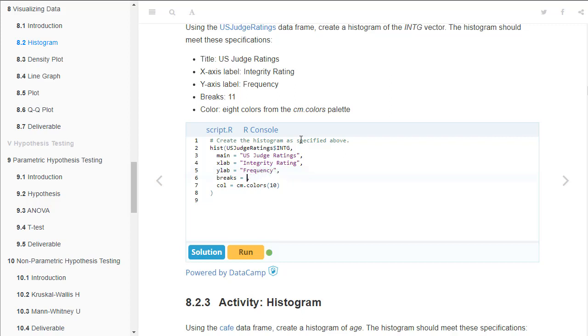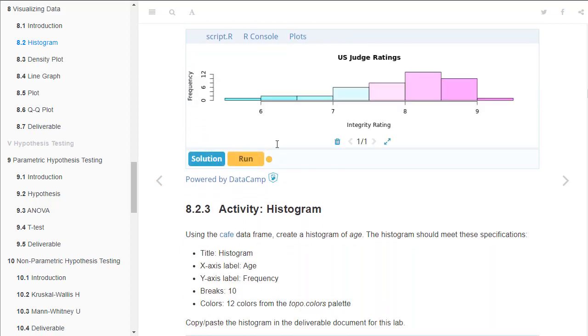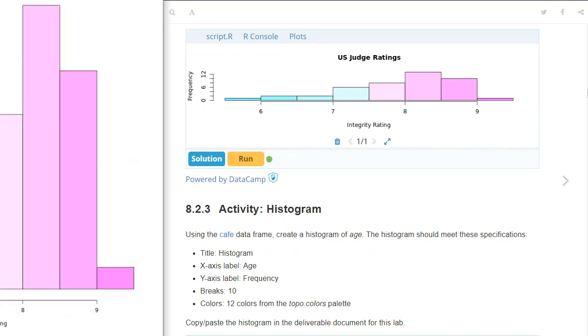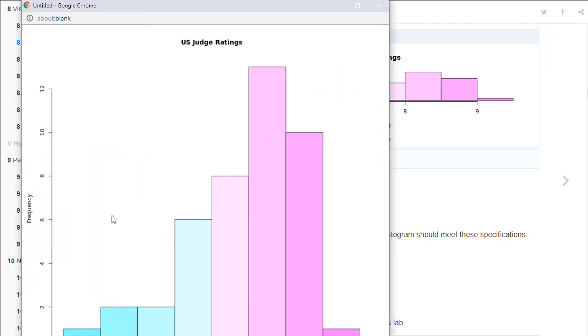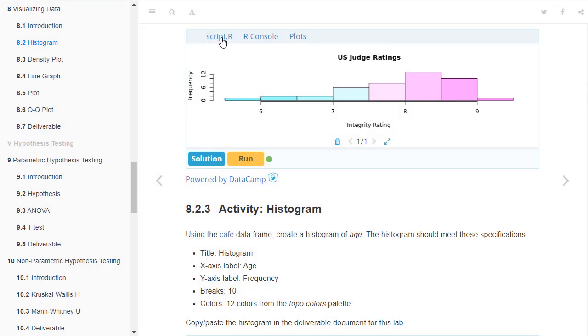I'm looking for 11 breaks. That's how many bars we're going to get across there. I want 8 colors from the cm.colors palette. That should do it for us. Let's run that. And there we go. There's our U.S. judge ratings. And it's a histogram. And this, by the way, is not a normal distribution. Most of the values are clustered up here near the top with very few values near the bottom. But that's all right.